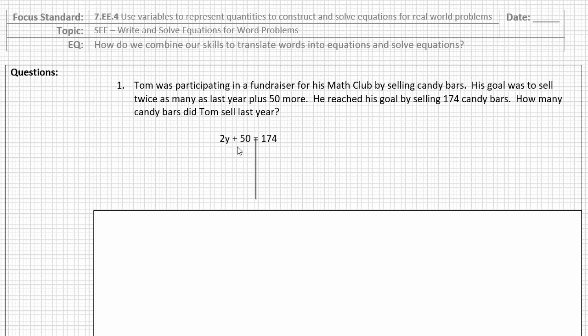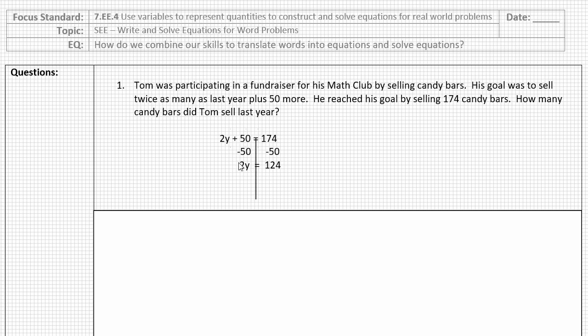That's right, we undo it by doing the opposite operation. So we're going to subtract 50 from both sides. What is our result after we subtract 50 from both sides of this equation? Well, we should end up with 2y, because we subtracted the 50 and got rid of this part. And 174 minus 50 on the right is going to be 124. So we have 2y is equal to 124.